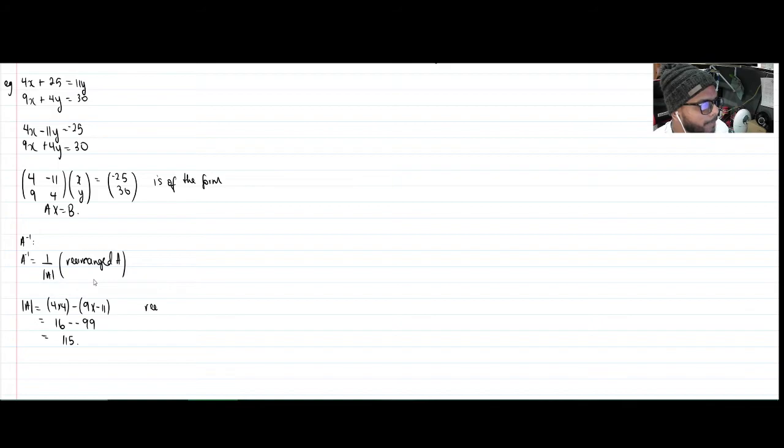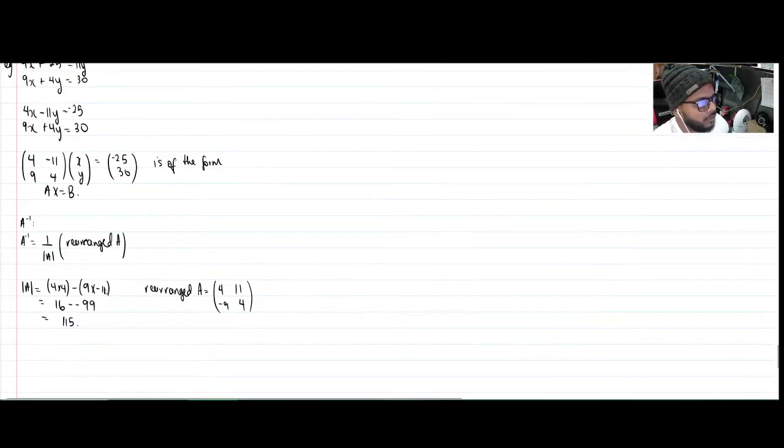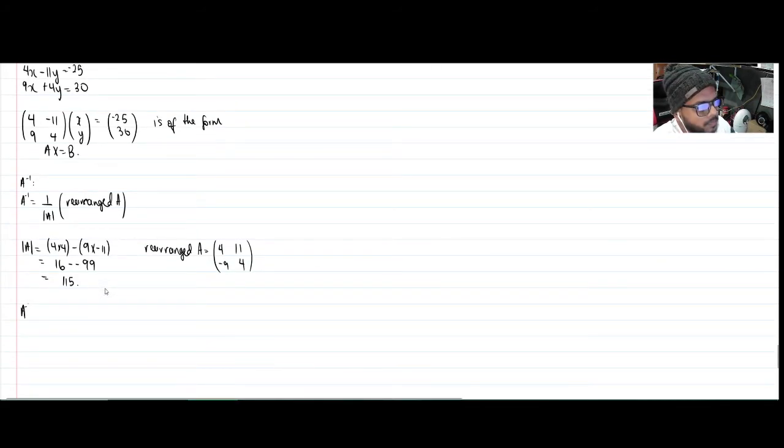The rearranged A: I must flip my leading diagonal. Well, the numbers are the same, so it really doesn't make a difference. And I have to change the signs on the other diagonal, so that becomes positive 11 and the 9 becomes negative 9. Now I can calculate A inverse. It's 1 over the determinant of A multiplied by [4, 11, minus 9, 4]. We get 4 over 115, 11 over 115, negative 9 over 115, and 4 over 115.